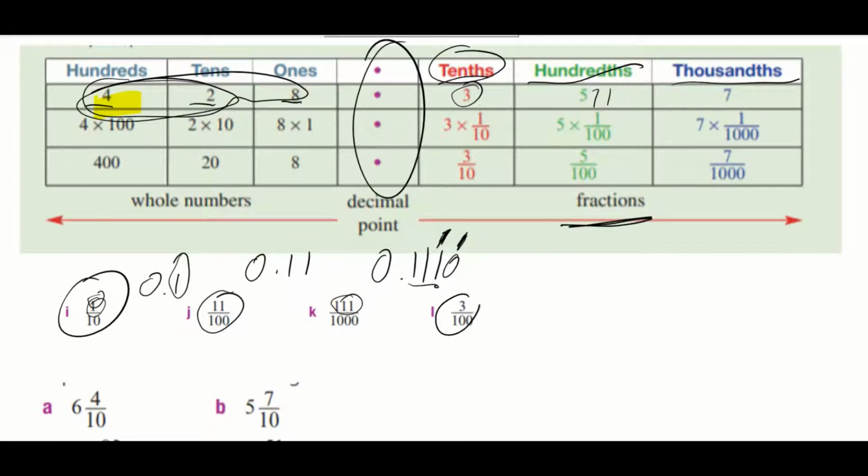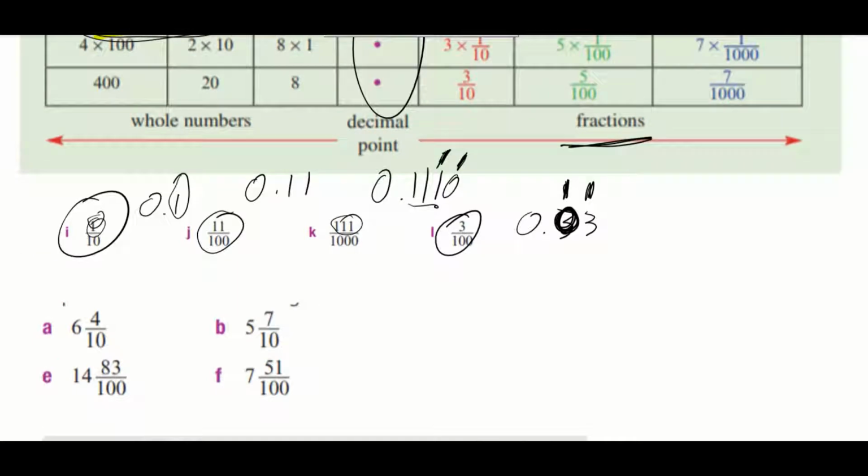Now here's the tricky one, 3 out of 100. You may think, well, easy, 0.3, but that's wrong because that is the tenths column. This is the hundredths column, which means you're going to need a 3 in there. It's not 0.3, so there should be a 0 in the tenths column, because there's nothing in the tenths column. It's only 3 out of 100.